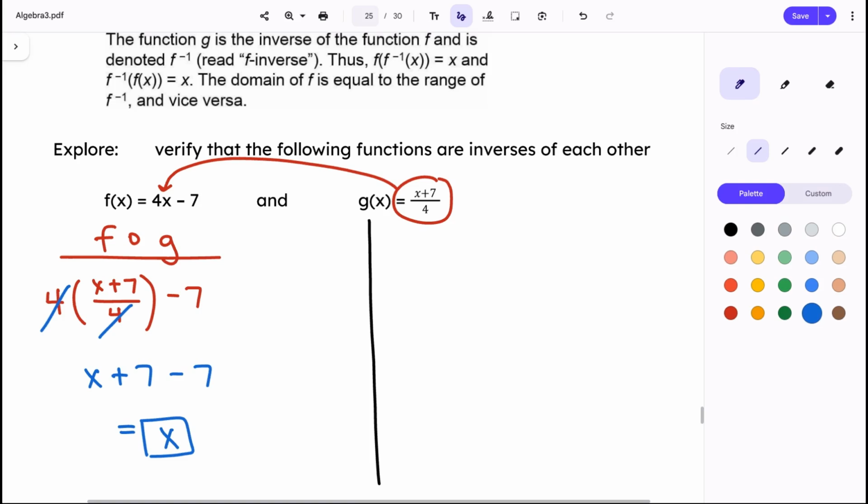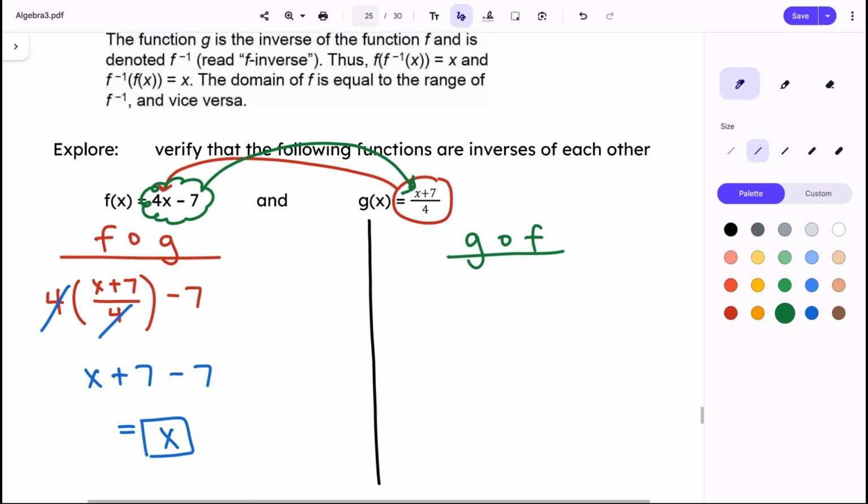It is important, though, that you check the other side. So just because you get one x doesn't mean you're guaranteed to get an x on the other half when you do the second composition. So we do have to check both. So now we're going to switch it around and we're going to do g of f. So now we're going to take f's function and we're going to plug that in for the x over here.